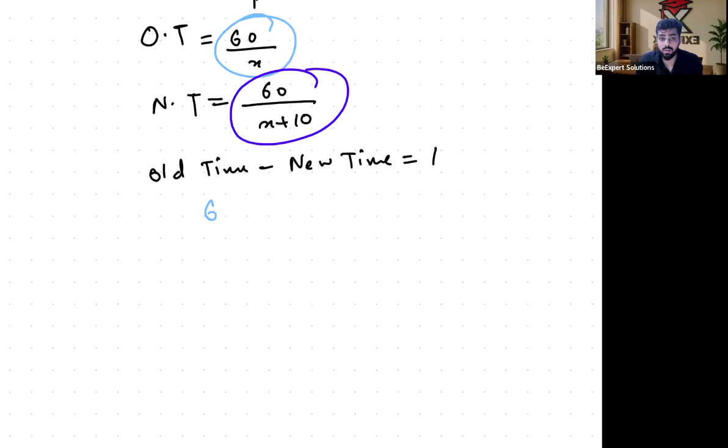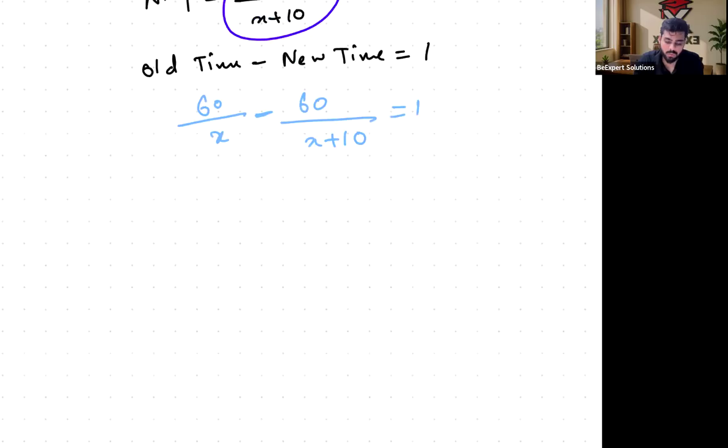You will write down this with 60 over x minus new time, which is 60 over x plus 10, is equal to 1. Now, obviously, you need to solve this equation. How do you solve this equation? Well, pretty simple. You take the LCM, x plus 10 would be the LCM of it, or just the highest common factors if you just relate.